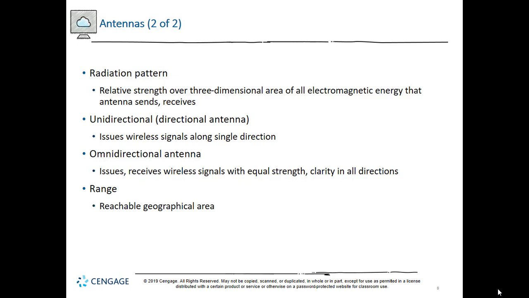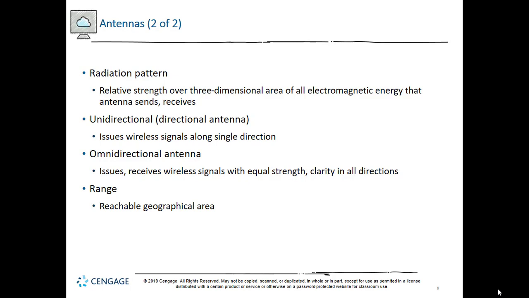Now, each type of wireless service requires an antenna specifically designed for the service. So the service's specifications determine the antenna's power output, frequency, and radiation pattern. An antenna's radiation pattern describes the relative strength over a three-dimensional area of the electromagnetic energy the antenna sends or receives. Radiation patterns can be used to classify antennas into two basic categories.